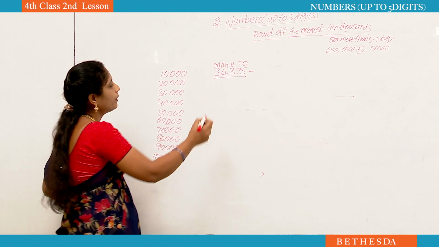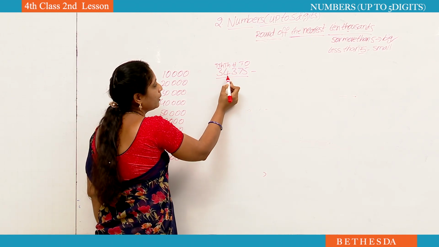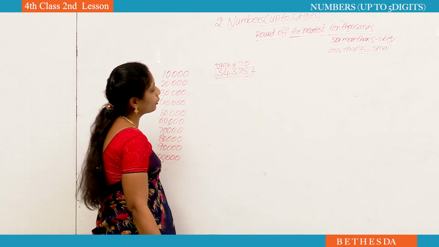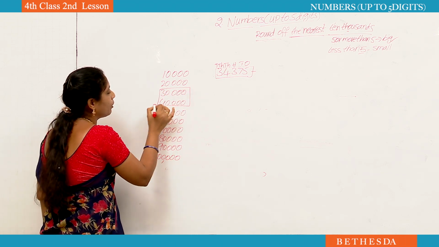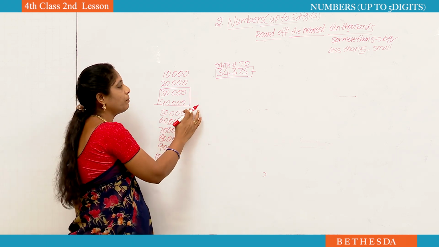See here, now we are finding the nearest 10,000s. For that we have to observe where 34,375 will be. It will come between 30,000 and 40,000. Now from these two numbers, which number do we have to take?